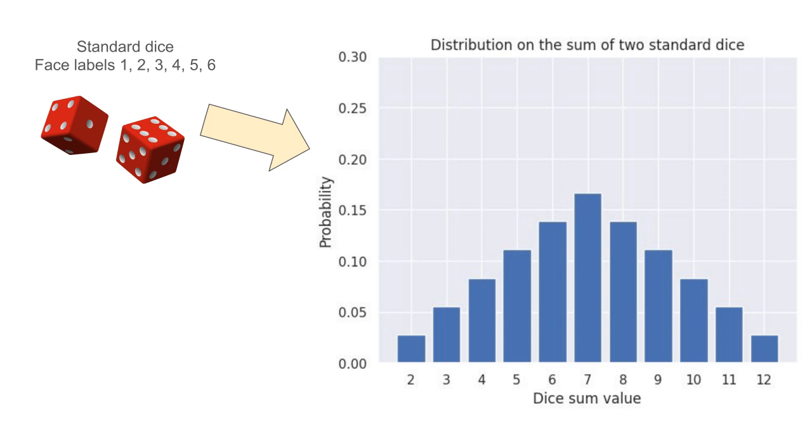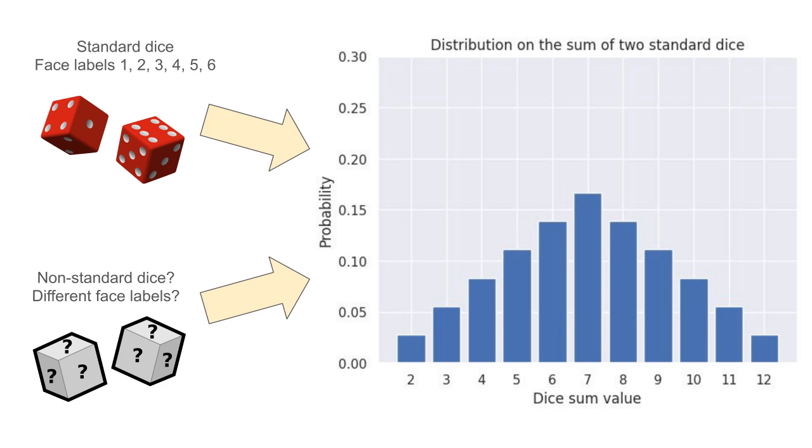Does there exist another, non-standard way to label the faces of the two dice with positive integers that gives the same distribution on the sum? The two dice don't have to be labeled the same way, and a die is allowed to have multiple faces with the same label.